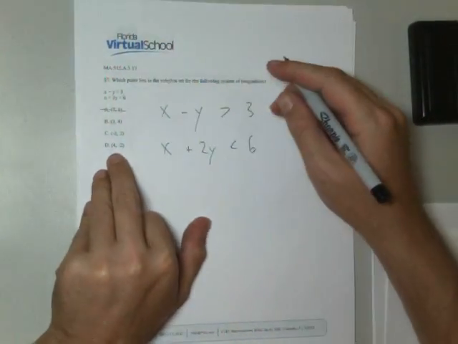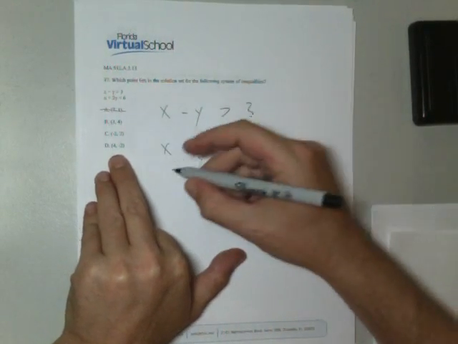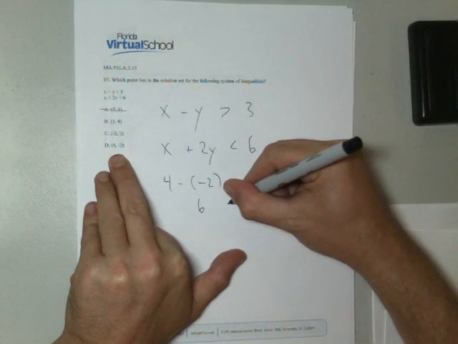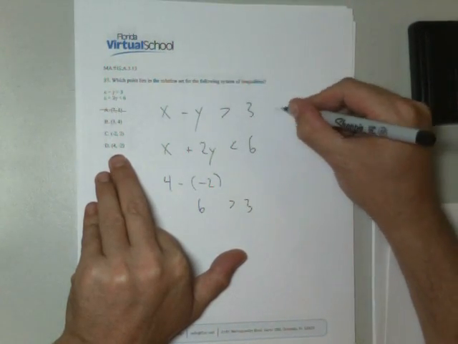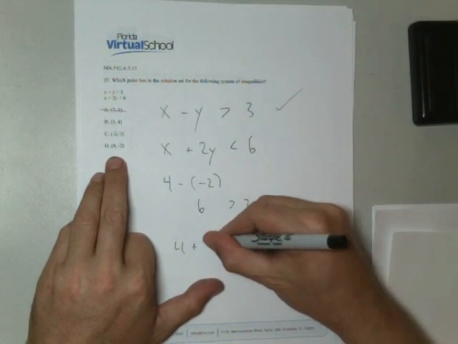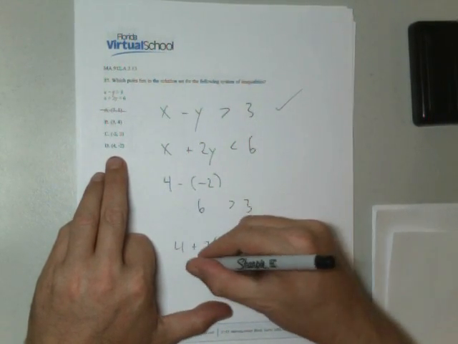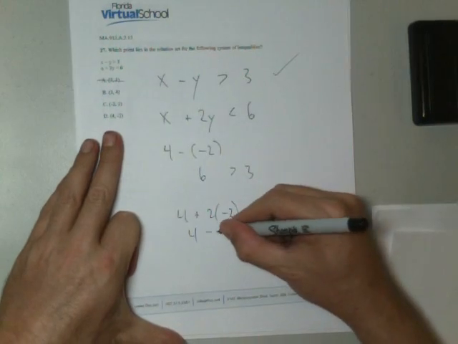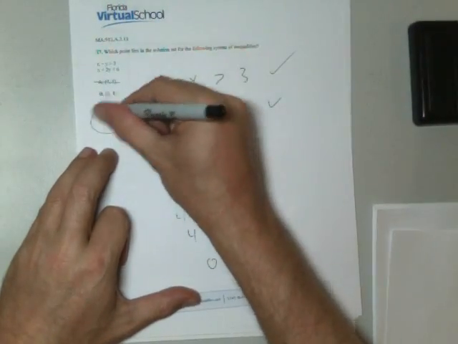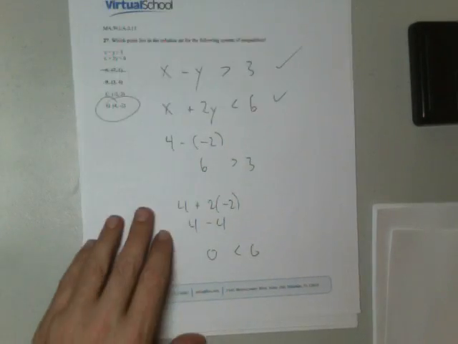Let's go ahead and skip down to choice D. 4 minus a negative 2 is 6, which is greater than 3. It checks. And then 4 plus 2 times negative 2 is 4 minus 4 is 0, which is less than 6. That checks for negative 2.